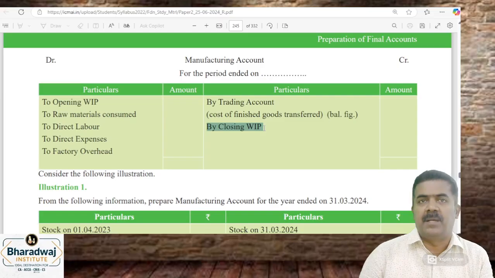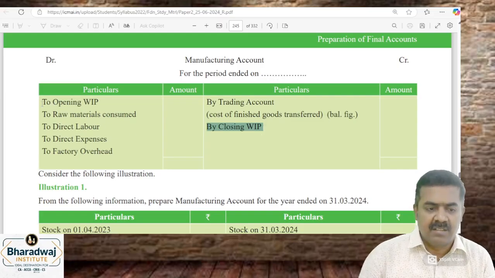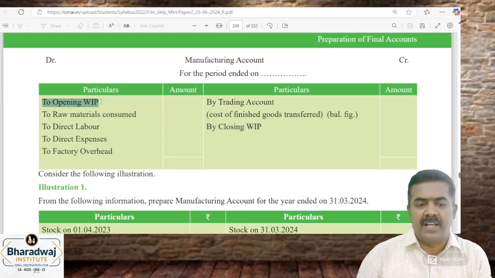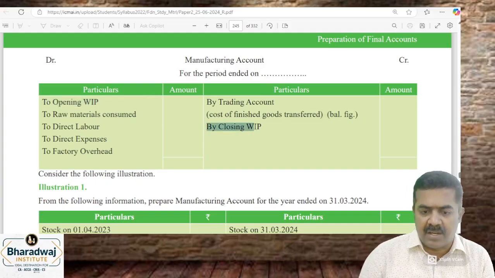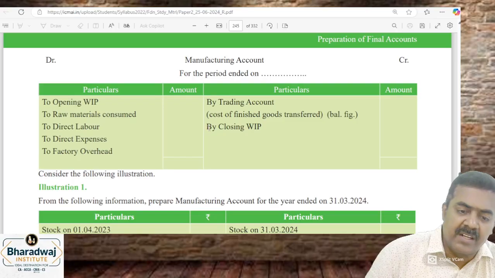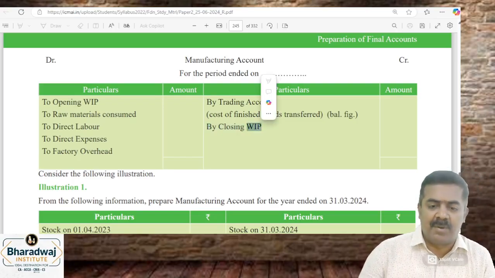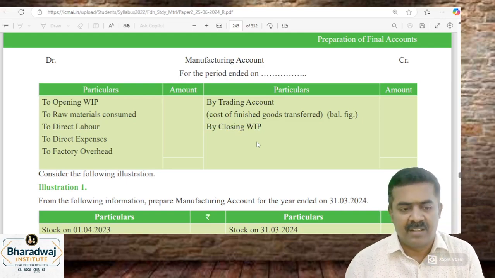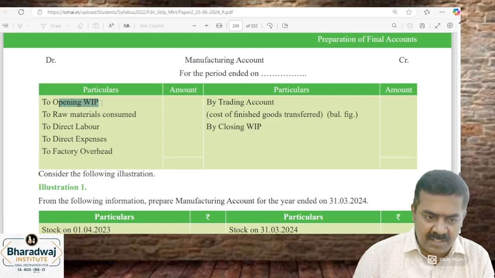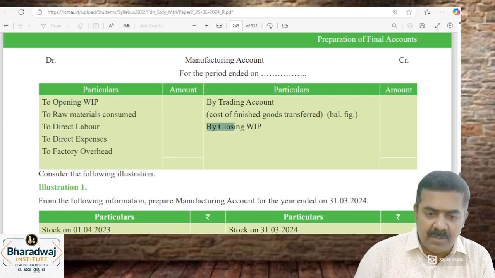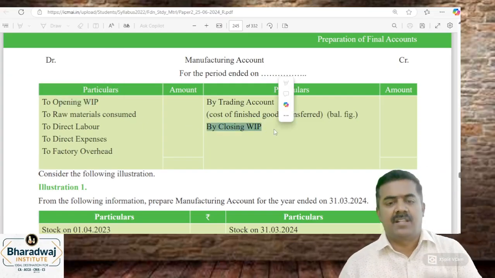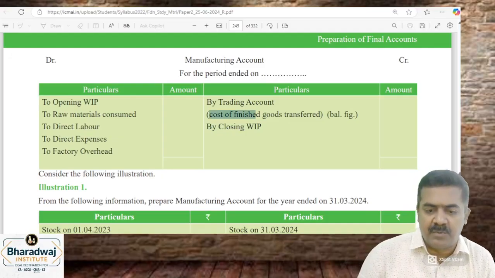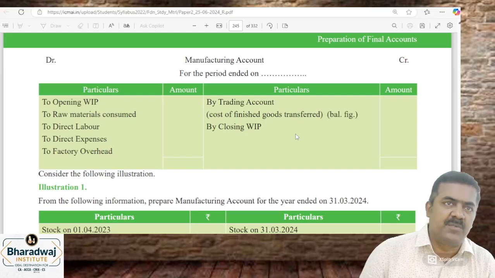And eliminate closing WIP. In the ledger, when you debit something, you include an expense. When you credit something, you are eliminating it from expenses. Why do we credit WIP? Because this is not manufactured this year. This will be manufactured in which year? Next year. Opening WIP is finished this year, but closing WIP will be finished next year. That's why we eliminate. The balancing figure will be the cost of finished goods.